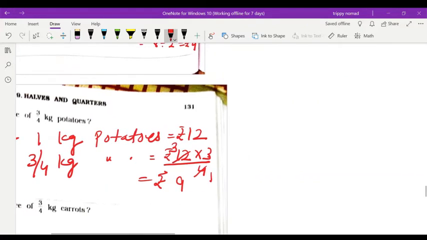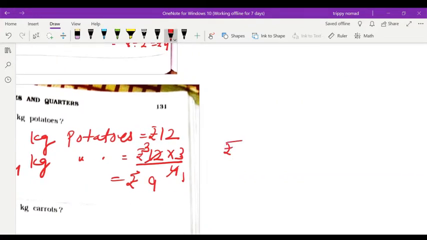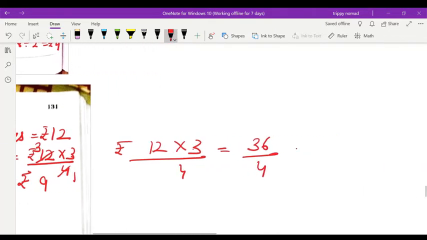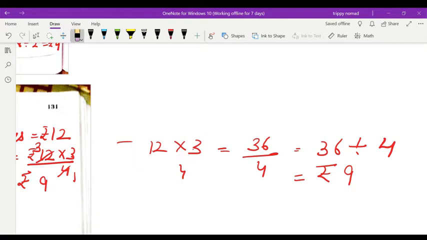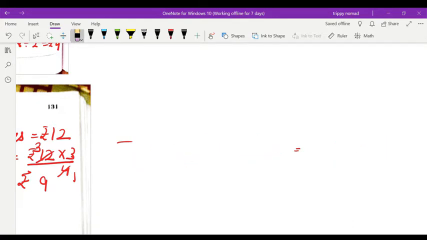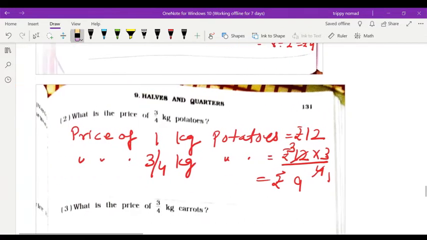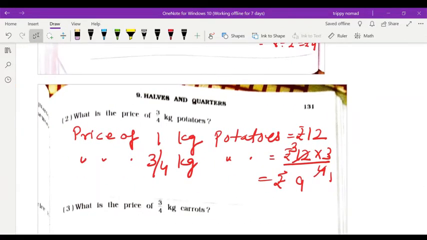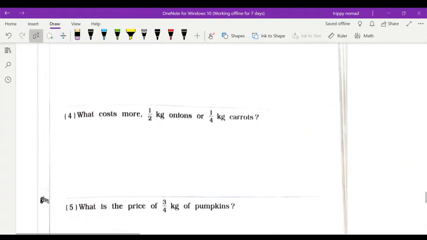Another way I am showing you, rupees 12 into 3 by 4. 12 threes are 36. You divide by 4. That means 36 divided by 4. So you will get the answer rupees 9 after dividing. I have shown two ways. Whatever you understand, you can do by that method. So what is the price of 3/4 carrot? You will do it the same way.